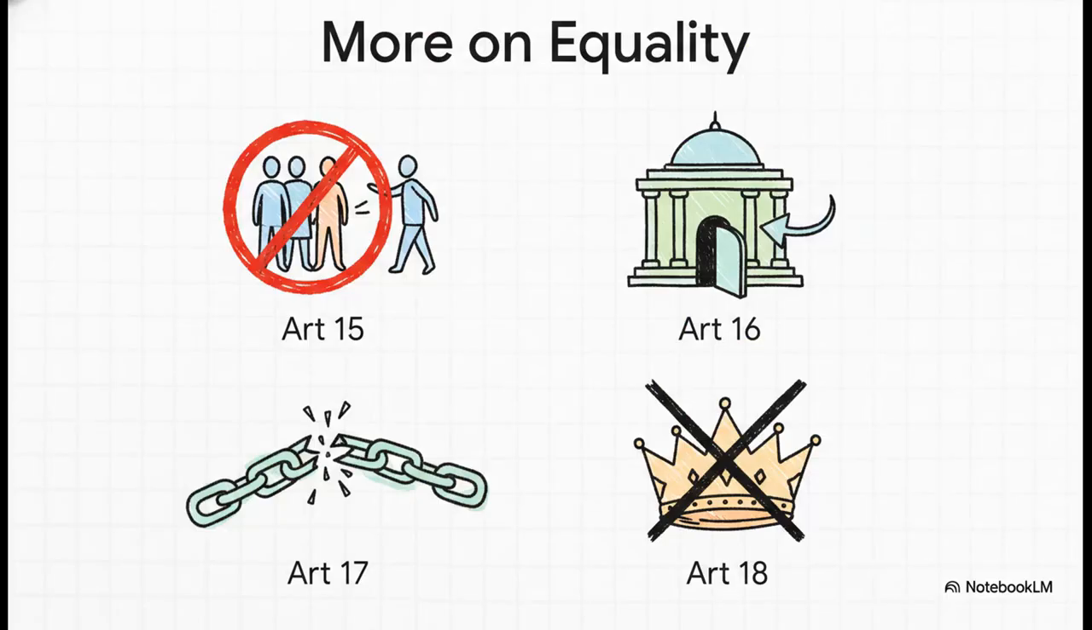And this idea of equality, it just keeps going. Article 15 says you can't be discriminated against. Article 16 is about making sure everyone gets a fair shot at government jobs. And then you get to Articles 17 and 18, which are just massive social reforms, getting rid of untouchability and aristocratic titles. The whole point is to create a truly level playing field for everyone.